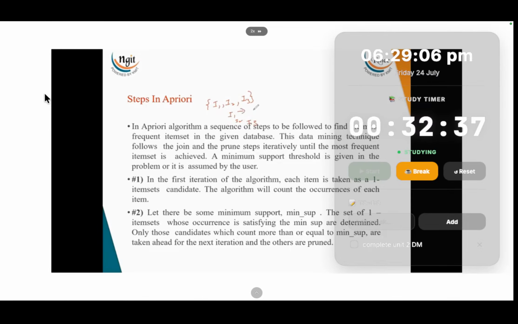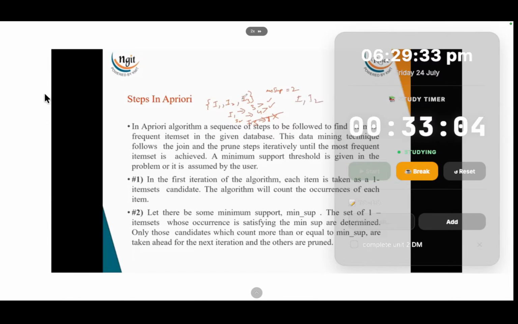How many times is I1 repeated in the transaction? How many times is I2 repeated? How many times is I3 repeated? Let us consider that this is 3, 4, and 1. And let us consider that the minimum support count is 2. Now we need to compare these items with the minimum support count. Here 3 and 4 are greater than the minimum support count, so these two items are taken as frequent item sets. And I3 has a value which is less than the minimum support count, so this item is pruned from the transaction. The same thing in the next step: for the second step, you'll consider the two item set candidates.